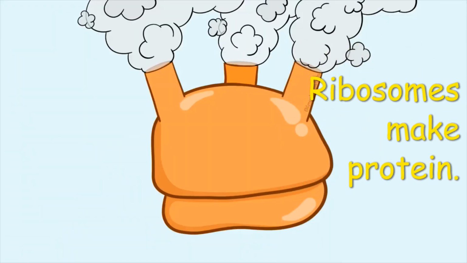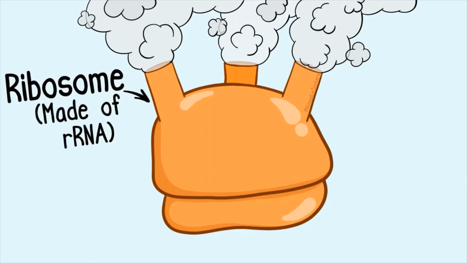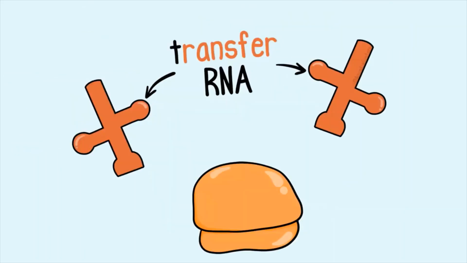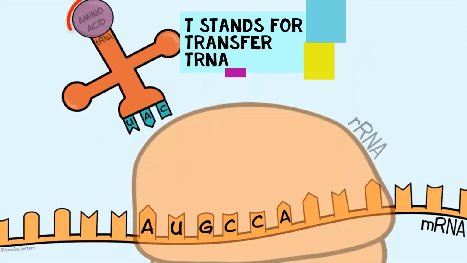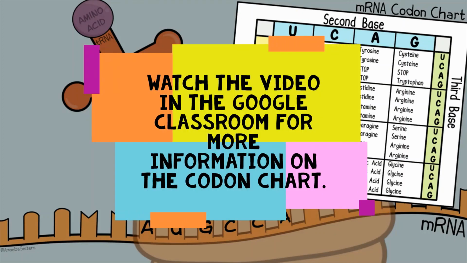Ribosomes make protein, and RNA is actually a major component of ribosomes. This type of RNA is called rRNA, which stands for ribosomal RNA. Finally, we discussed transfer RNA, or abbreviated tRNA. Its job is to transfer amino acids to match the correct mRNA codon. Codon charts using mRNA codons have been developed so that you can actually see which amino acid is brought for each mRNA codon.